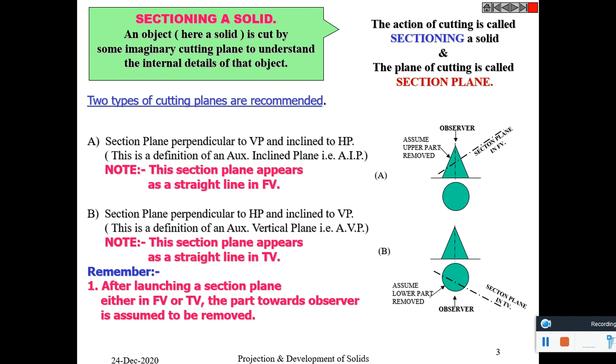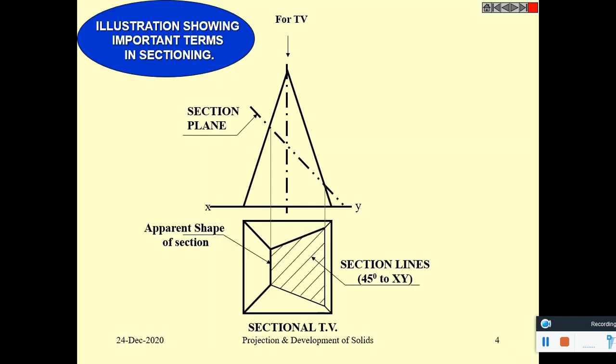After launching a section plane, either in front view or top view, the part towards the observer is assumed to be removed. That is the rule. And the second rule is that as far as possible, the smaller part is assumed to be removed. Here in this figure, the top portion is removed. In type B, this smaller portion is removed, and we draw the sectional views.